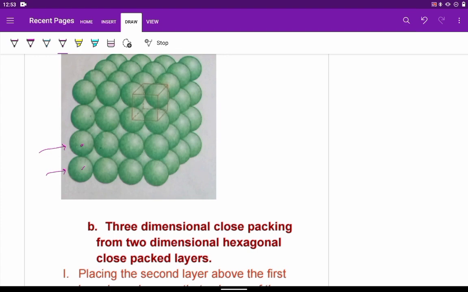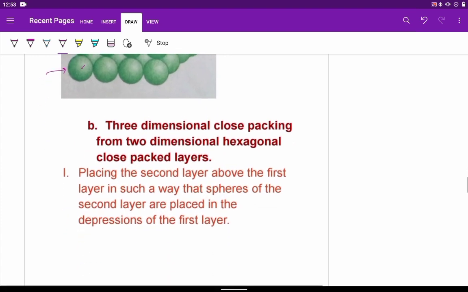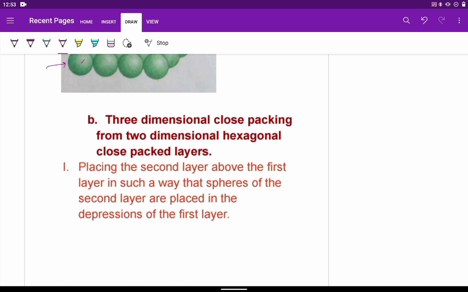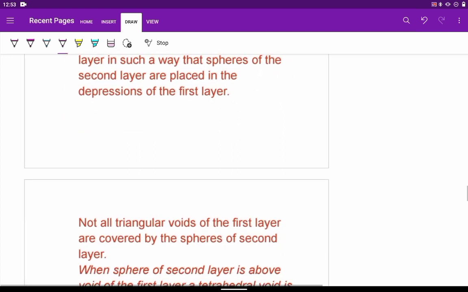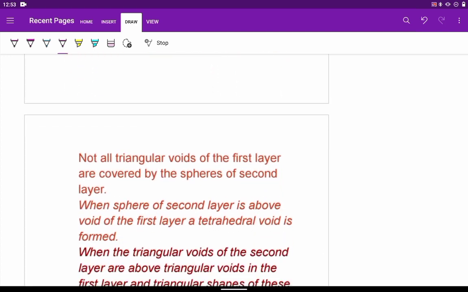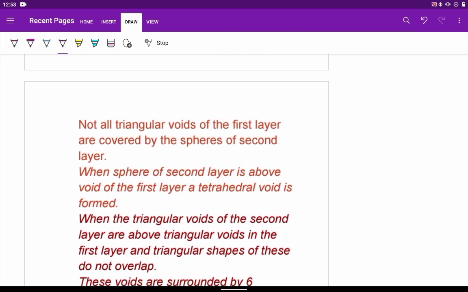Another structure we can get is 3-dimensional close packing from 2-dimensional hexagonal close packed layers. Here what we can do is place the second layer above the first. It can be done in such a way that spheres of the second layer are placed in the depressions of the first layer. So all the triangular voids will be there, no? For the first layer, all the triangular voids.